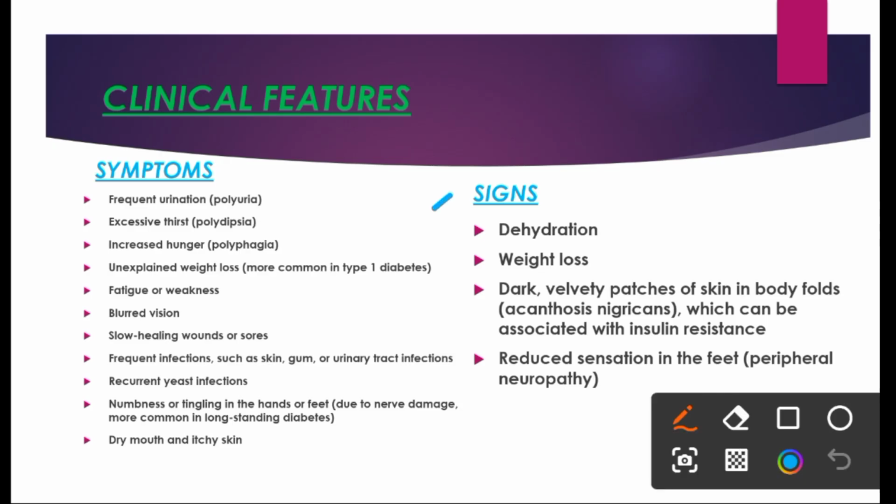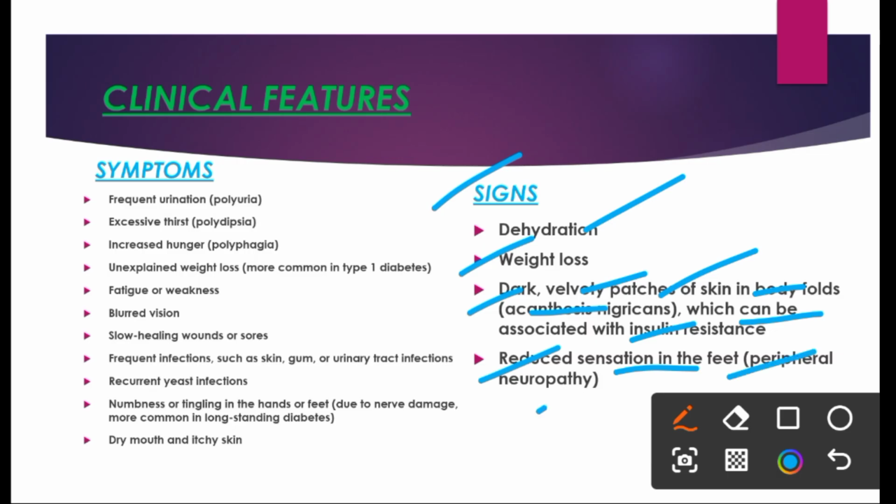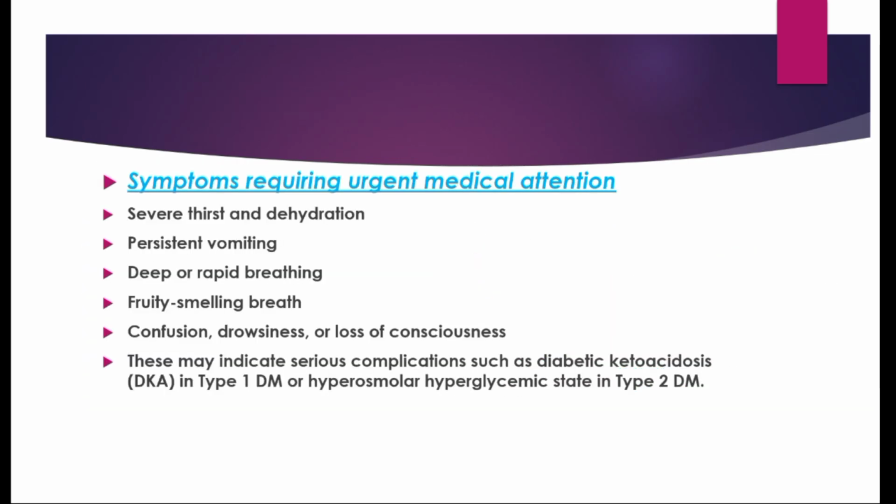Signs in diabetic patients include dehydration, weight loss, dark velvety patches of the skin in the body folds such as armpits. And these velvety patches are known as acanthosis nigricans, which indicate the insulin resistance. And similarly, in diabetic patients, there is reduced sensation in the feet, which indicates the peripheral neuropathy.